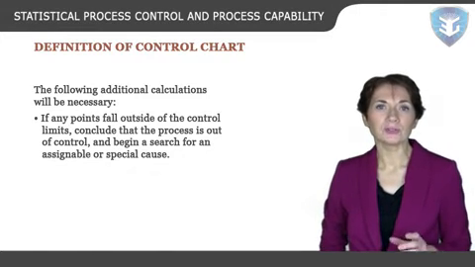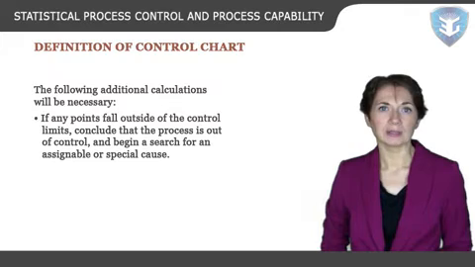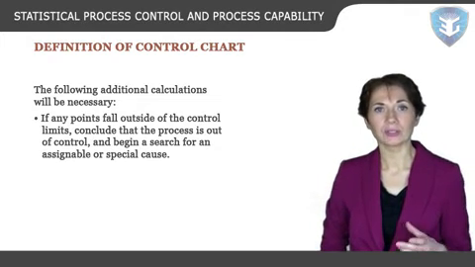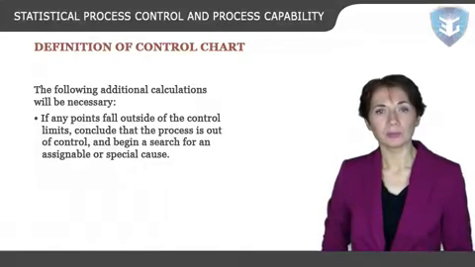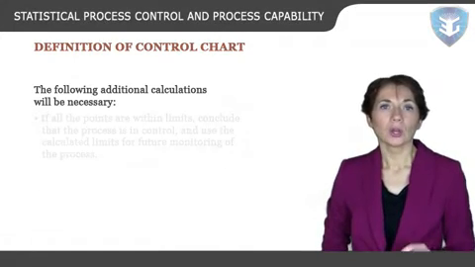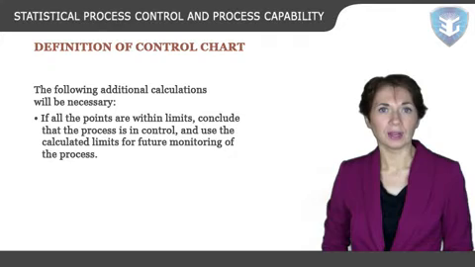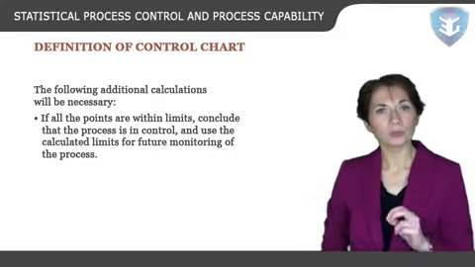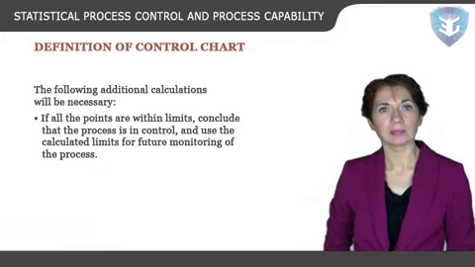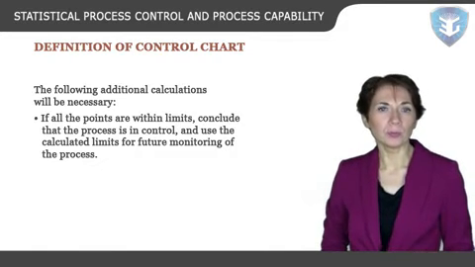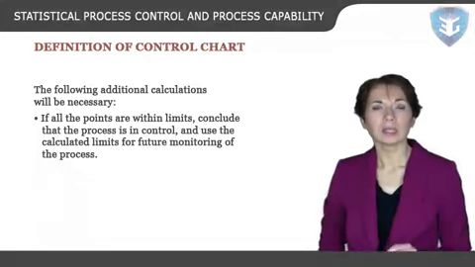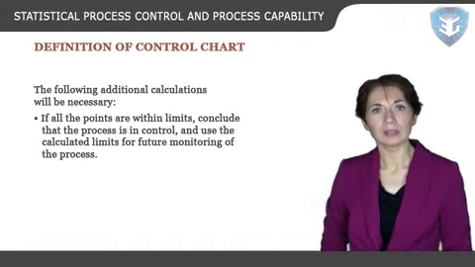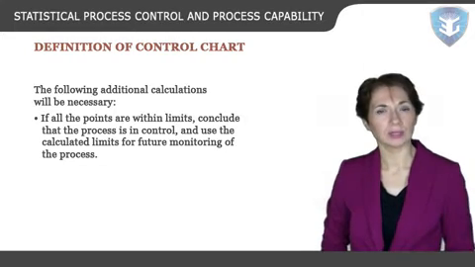If any points fall outside the control limits, conclude that the process is out of control and begin a search for an assignable special cause. When the special cause is identified, remove that point and return to step 4 to reevaluate the remaining points. If all the points are within limits, conclude that the process is in control and use the calculated limits for future monitoring of the process.